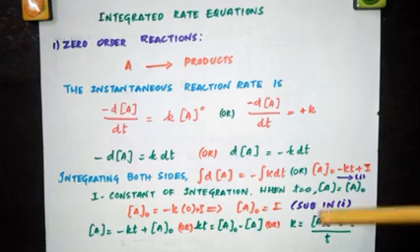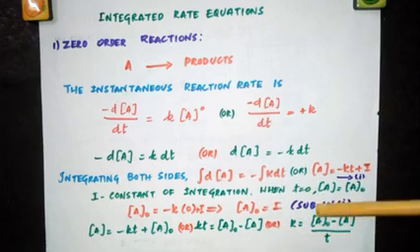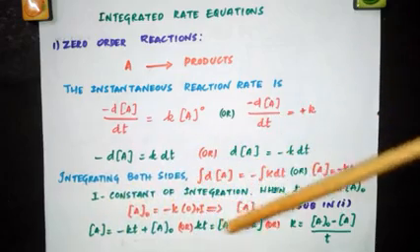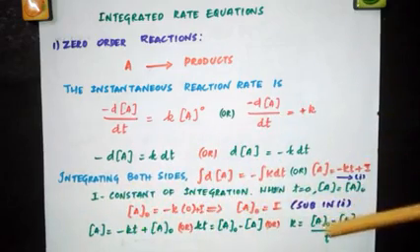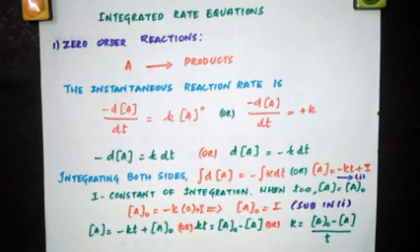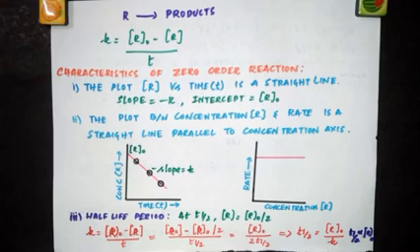So this is the integrated rate equation for zero order. Just look at this. You can write it in any of these forms. So all this represents the integrated rate equation of a zero order reaction. Now we will see some of the characteristics of the zero order reaction.